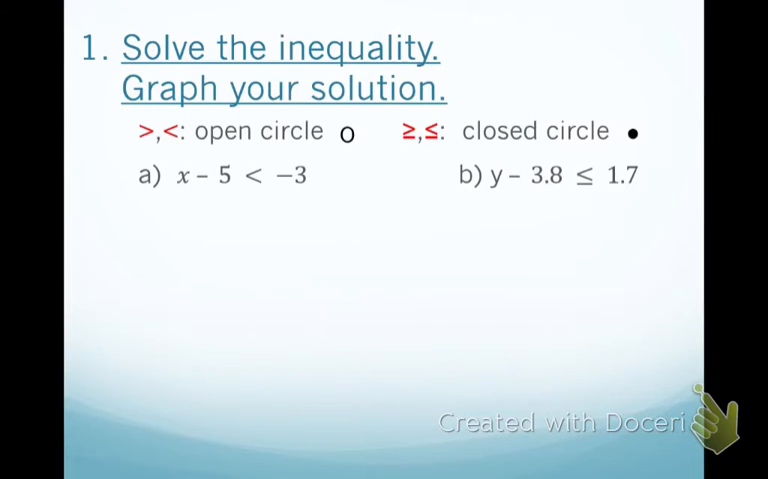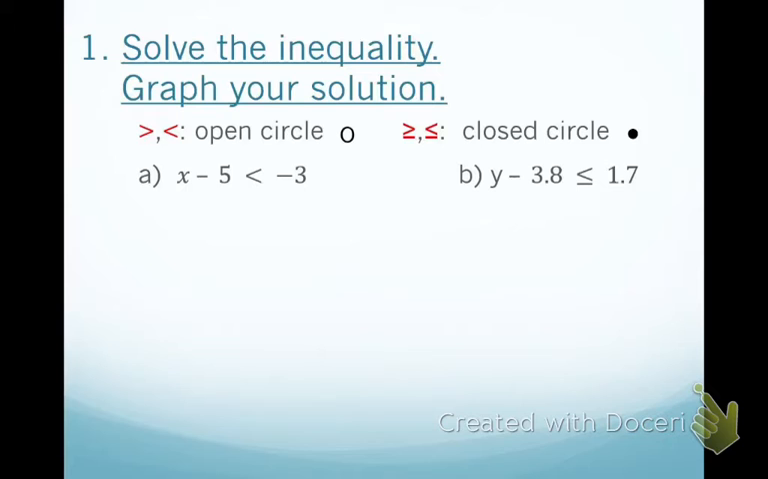Okay, so it asks us to solve the inequality and then graph our solution. What I would like you guys to do is write down an example of what an open circle looks like. Remember, an open circle looks like an O. It's just not shaded in. The difference here, the closed circle, is a shaded in circle. So if you would, please put that in your notes. Now we're going to do these problems exactly like we did the equations.